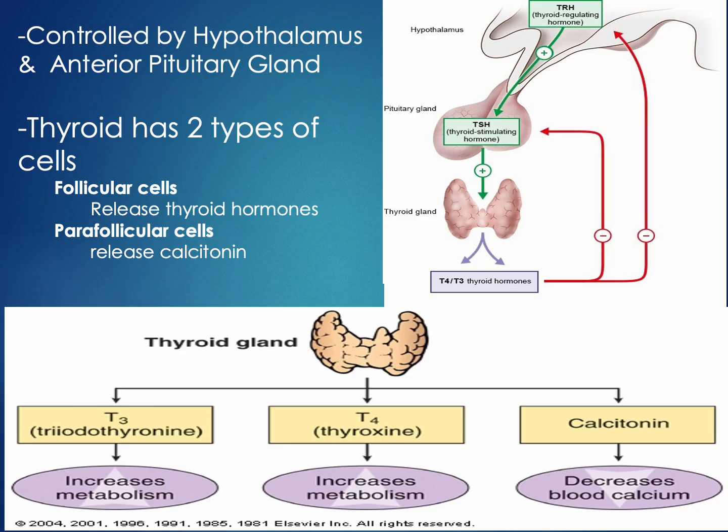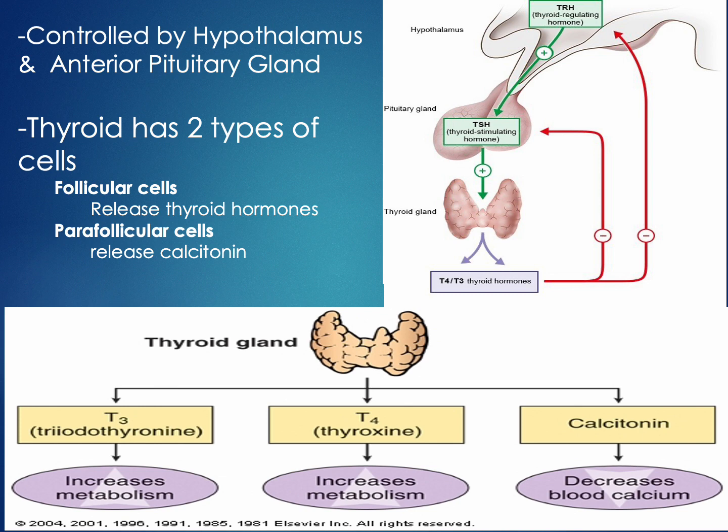The thyroid gland is controlled by the hypothalamus and the anterior pituitary gland. And the thyroid has two types of cells, the follicular cells and the parafollicular cells. The follicular cells are the ones that produce the T3 and the T4. And the T3 is triiodothyronine, and then the T4 is thyroxine. If we don't have enough of these, then we have a problem with the metabolism rate.